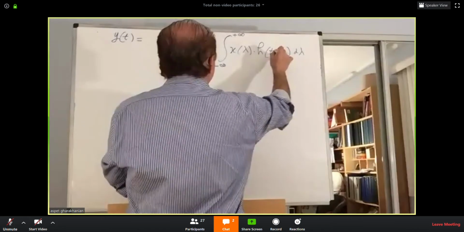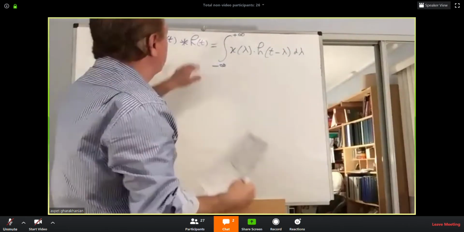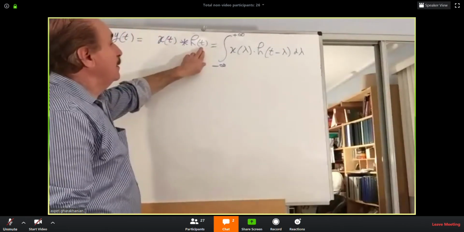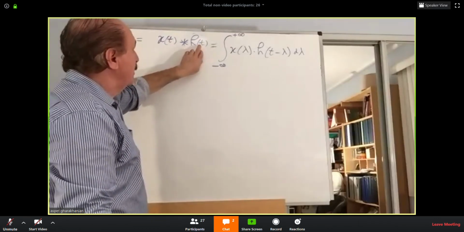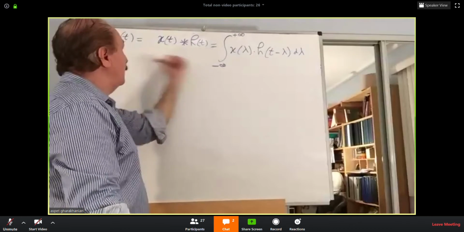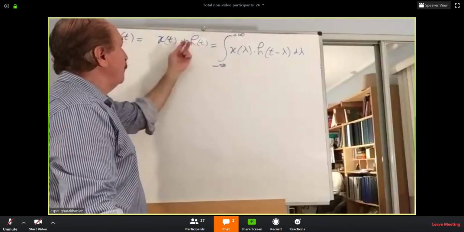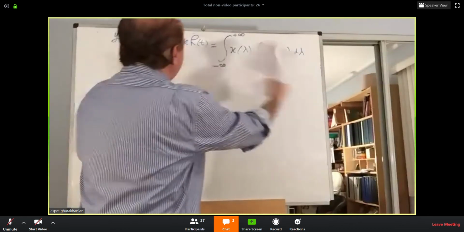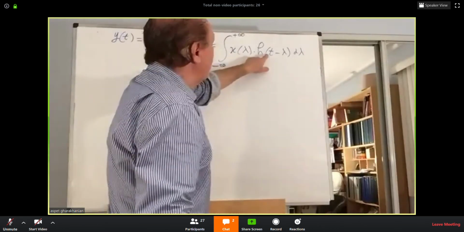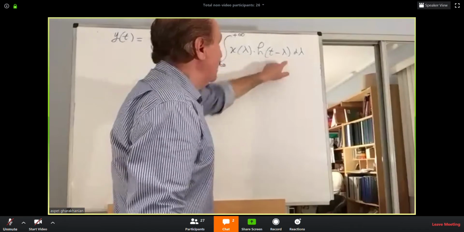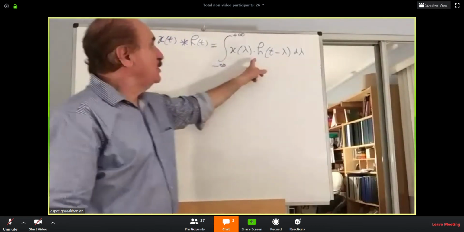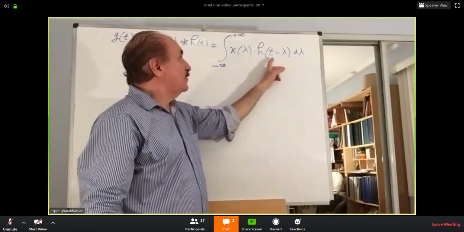t minus lambda. So what you will do, first of all, you will create h of lambda, and then you will flip it in the opposite direction. It will become h of minus lambda, and then you will time shift to the right, by adding a t in front of that. It will become h of t minus lambda. So eventually we will end up having a function of t and lambda.